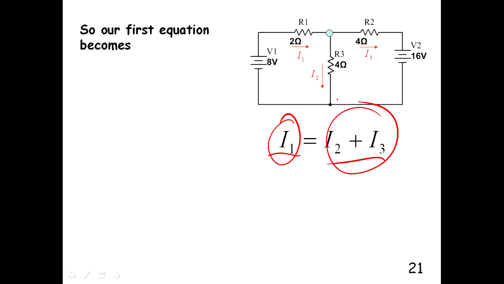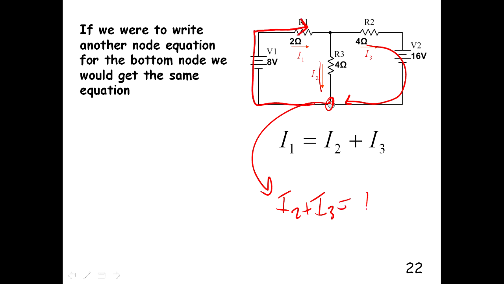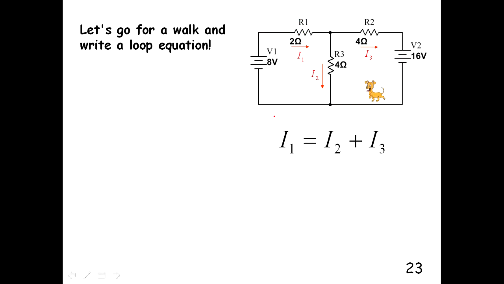So that's a node rule. Now I could also write a node rule for this particular node. So I've got I2 going in there and I3 also going in there. So I'd say I2 plus I3, and that's equal, what's coming out is just I1. And I just end up with the same equation that I had. So I just get a redundant equation. So the number of non-redundant equations that you can get from Kirchhoff's rules is not equal to the number of nodes, but you have to subtract 1 from that. Okay, so there we only had one node equation that we could write.